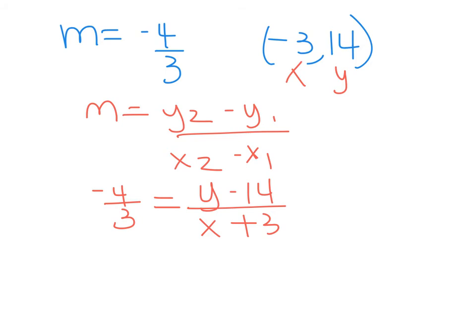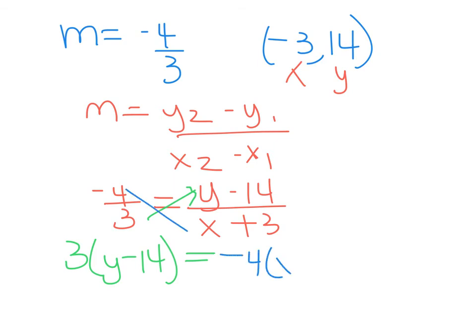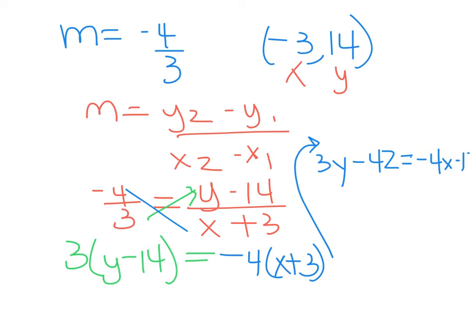Okay, I'm ready to cross multiply. Again, I'm going to cross multiply the y direction first. So I have 3 times the quantity y minus 14. And that equals, now I'm going to go the other direction, negative 4 times x plus 3. I'm ready to do the distributive property. So I get 3y minus 42 equals negative 4x minus 12.